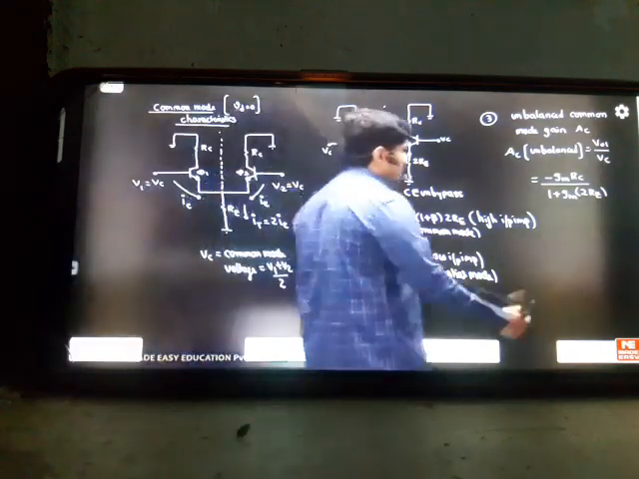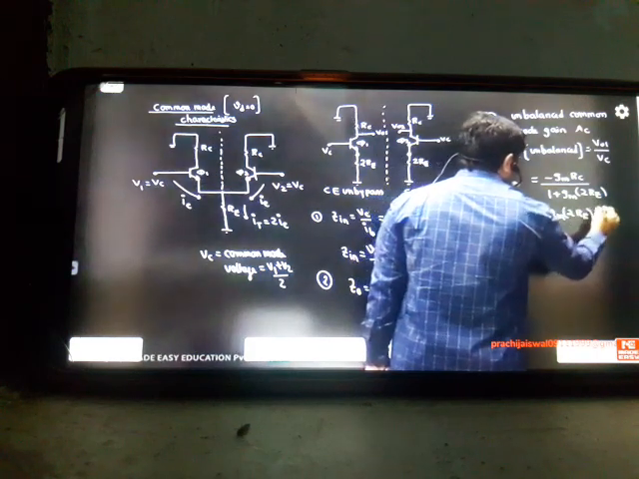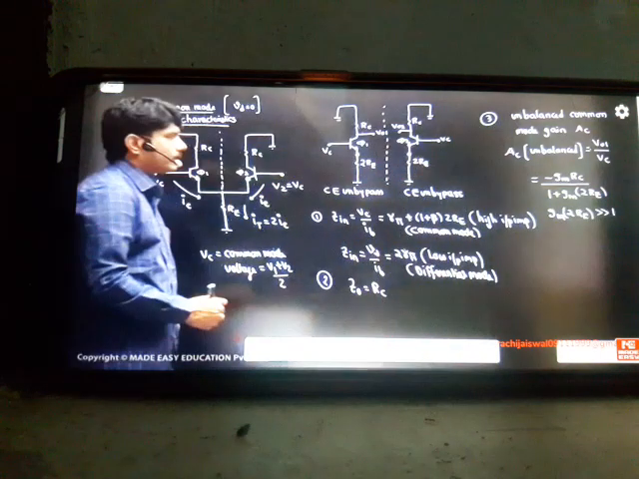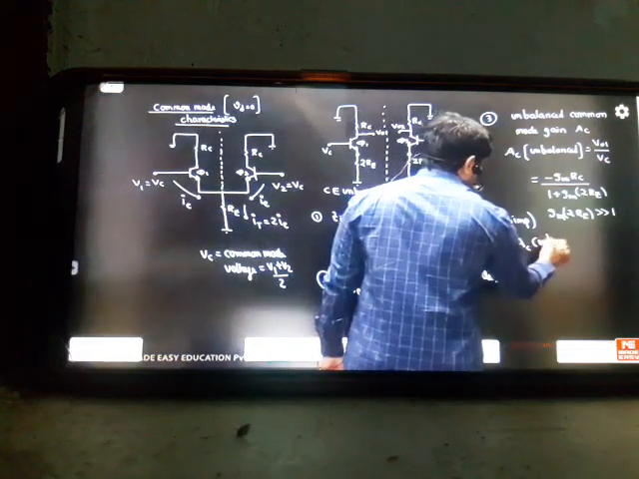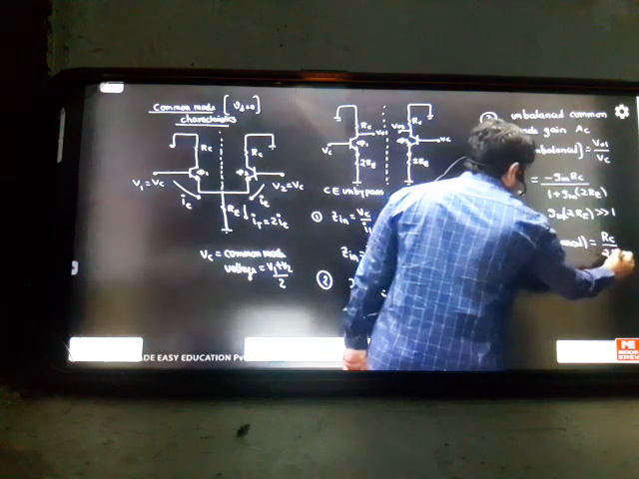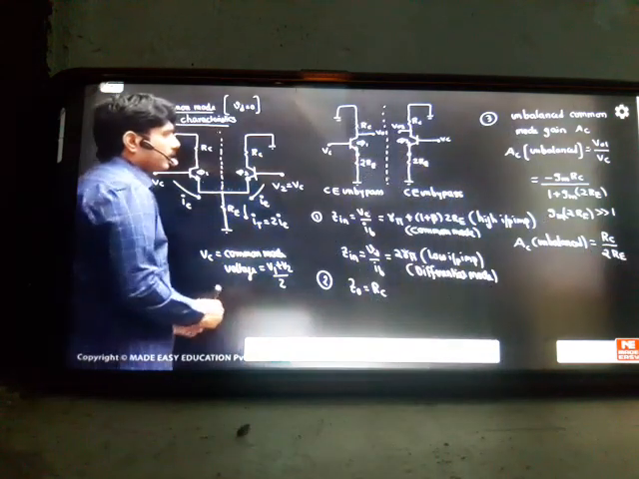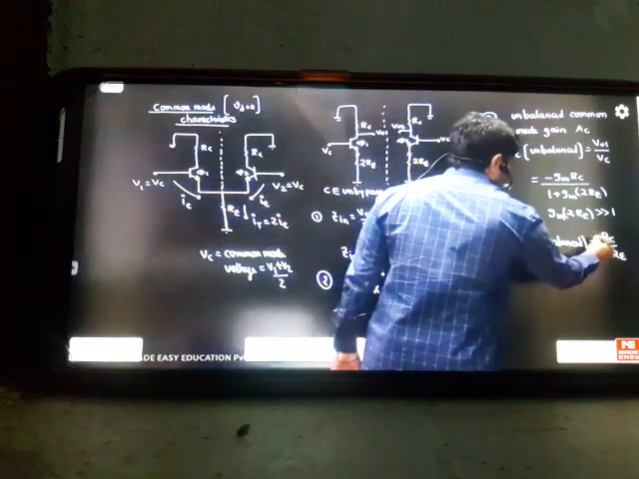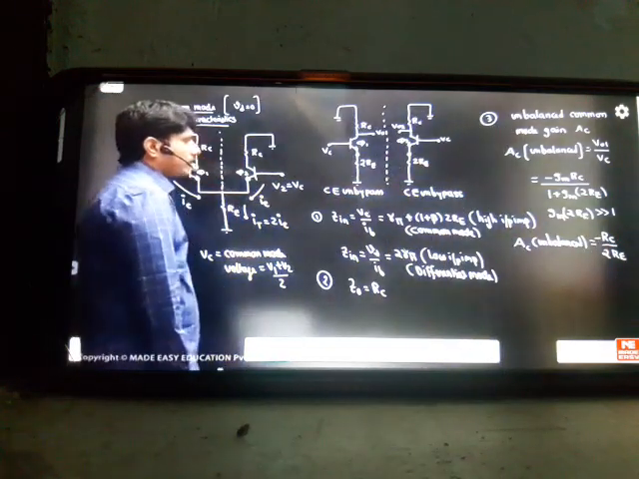Okay, so if I take Gm into 2 times of Re as much greater than 1 for simplification, Gm into 2 Re is a very high quantity, much greater than 1. Then automatically the AC unbalanced gain can be written simply as Rc divided by 2 times of Re. Can you see that the Gm factor has gone? There is no Gm here because Gm will get cancelled. So the answer is minus Rc by 2 times of Re.